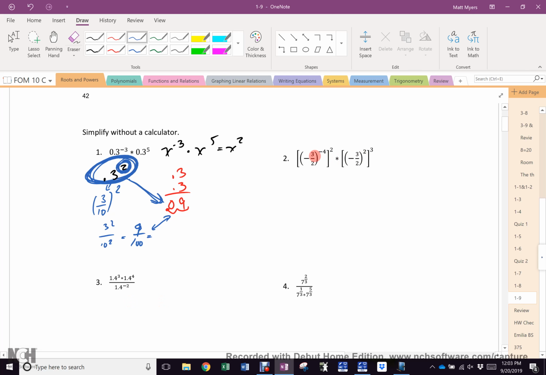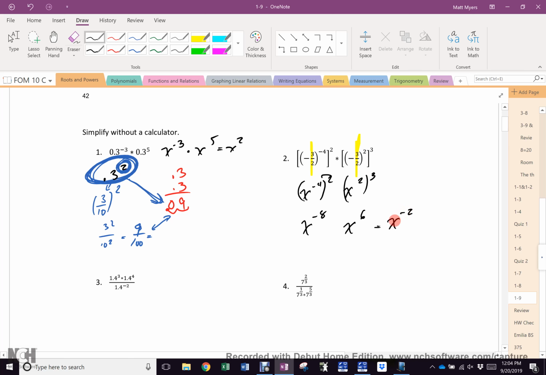Does this look scary? Be honest, of course. It looks utterly frightening, doesn't it? But what do you notice there and there? They're the same. So what can I write instead of that freaky fraction? I could put an x. X to the negative 4 squared and x to the 2 cubed. Okay, what do I do over brackets? So I got x to the negative 8 and I got x to the 6. Now what? To get x to the what? Negative 2. And now I would stop, right?